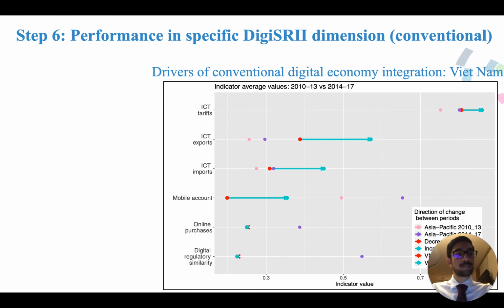This brings us to step 6, examining performance across indicators in the dimension of digital economy integration. As shown in the previous figures, digital economy integration remains one of the most important weaknesses in the regional integration of Vietnam. Looking closer into this dimension reveals that the bottlenecks are particularly in the relatively limited use of online transactions, shown by online purchases indicator, and also the relatively restricted and diverse digital trade policy environment, shown by the digital regulatory similarity indicator.